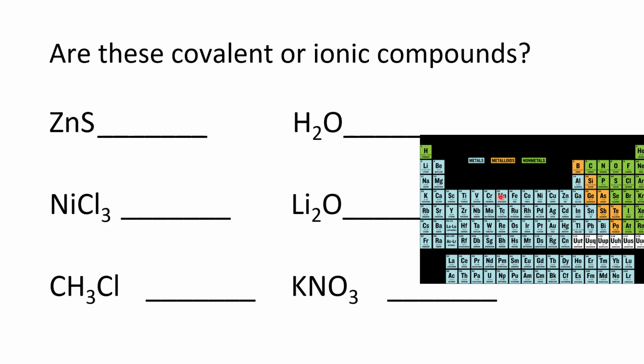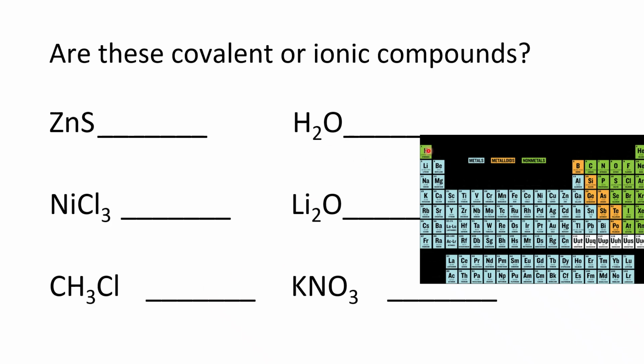If you had zinc and sulfur, zinc is here and sulfur is there. We can agree that one's blue and one's green, so that's going to be ionic. Nickel chloride. Nickel is here, number 28. Chlorine is over here, number 17. So again, that's going to be ionic. CHCl. So here's the H. Remember, that's a nonmetal. C is here. That's a nonmetal. And Cl is there. So that's all covalent.